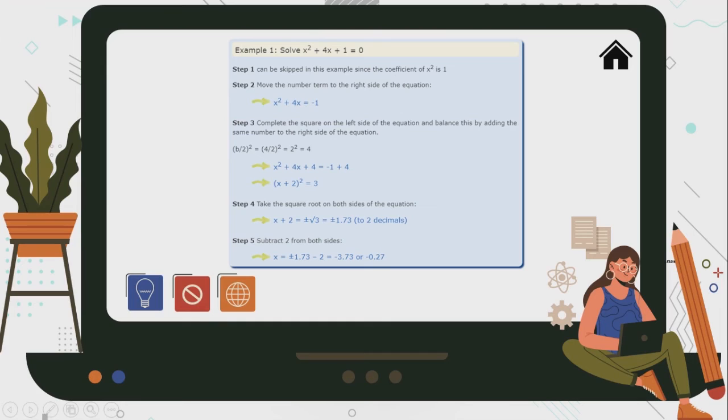Okay, we get x equals plus or minus 1.73 minus 2, equals minus 3.73 or minus 0.27.